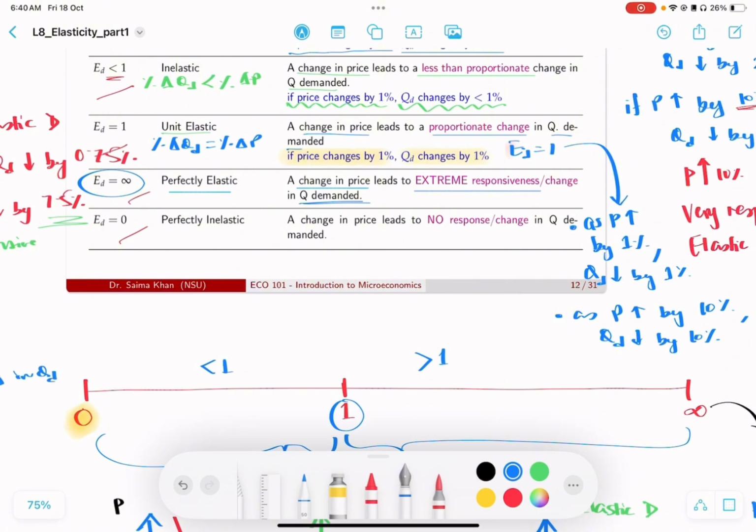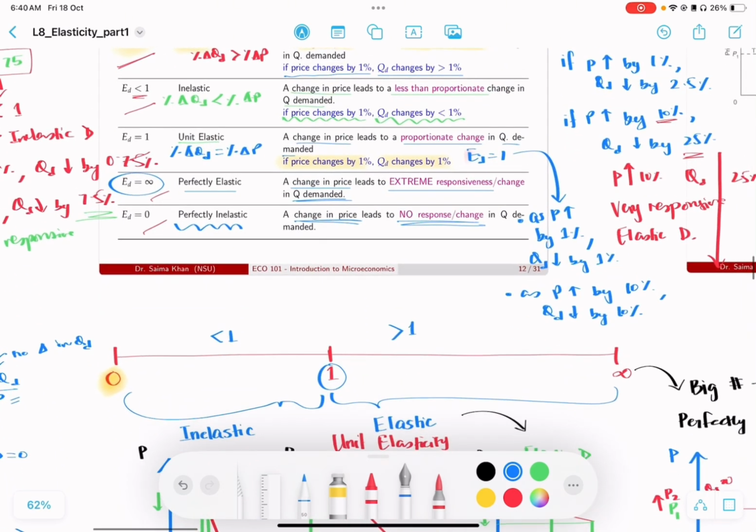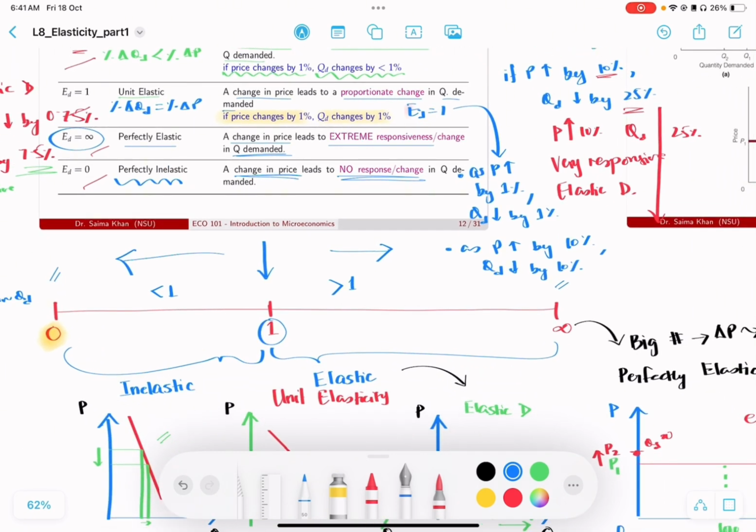Okay. And then, of course, we've got perfectly inelastic demand, where basically, however much you change the price, there's no change in quantity demanded. Remember that you're going to focus on the number one. If it's more than one, it's elastic. If it's less than one, it's inelastic. If it is exactly zero, it's perfectly inelastic. If it's infinity, then it is perfectly elastic.